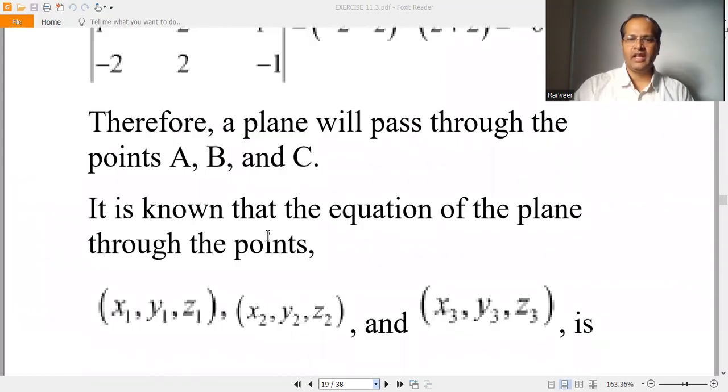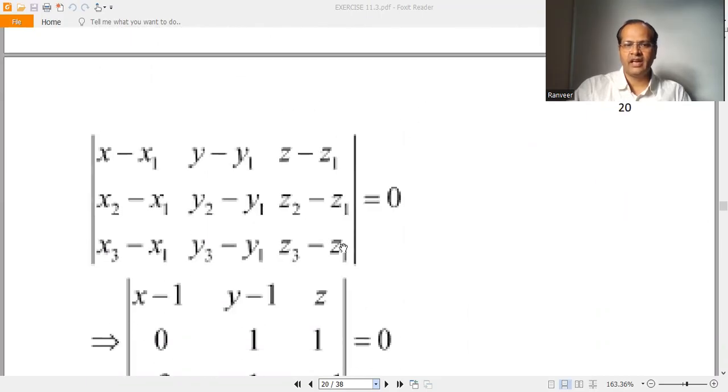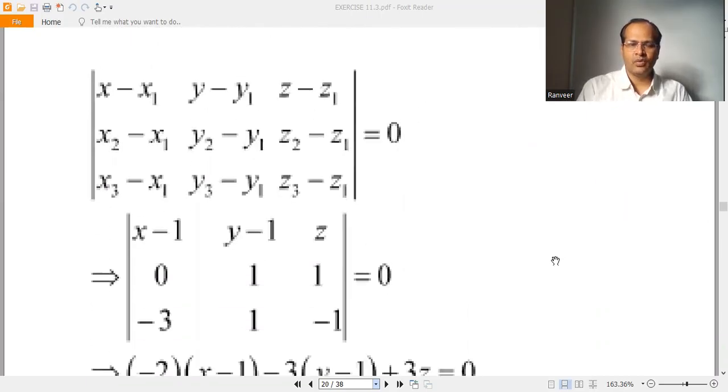And the equation of the plane in the Cartesian form, we know that if x1, y1, z1, x2, y2, z2, and x3, y3, z3 are the 3 points, then the equation of the plane we can write as a determinant: x minus x1, y minus y1, and z minus z1. And this is the direction ratio we have to find out: x2 minus x1, y2 minus y1, z2 minus z1, x3 minus x1, y3 minus y1, z3 minus z1. So in the first row, this is the point, we just have to substitute it, and this is 0.